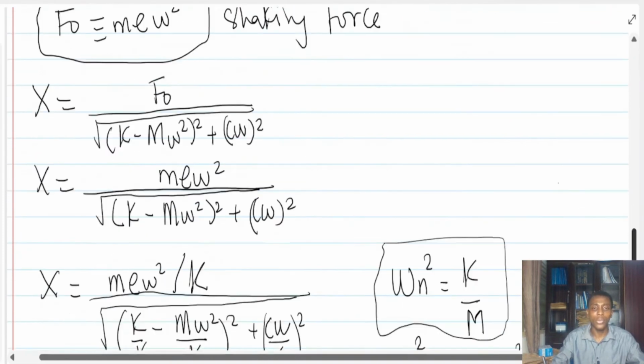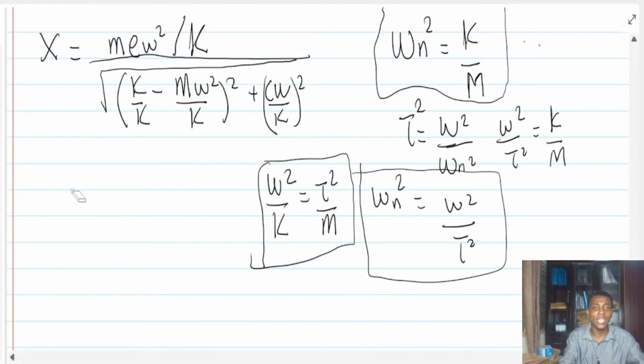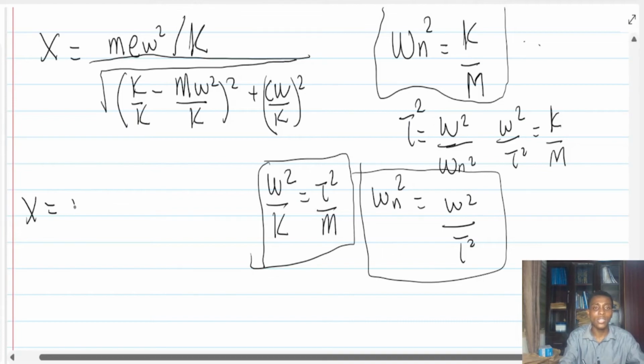So what can we do right now? We've been able to show that omega squared over K is tau squared over big M. Therefore, I can rewrite this as X equals m e divided by M, right? Then I'll say that tau squared all divided, okay, let me write it here.